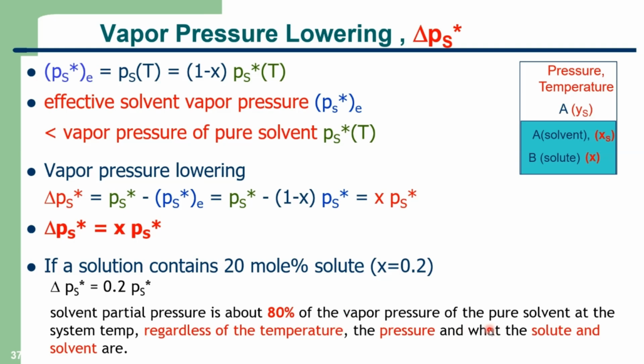So the vapor pressure lowering at a constant temperature is regardless of the temperature, the pressure, and what the solute and the solvent are. This equation very clearly tells us that it doesn't matter what the temperature or pressure is, or what the solute is. It only depends on the concentration, the mole fraction of the solute. It can be sugar, it can be whatever can dissolve in the solvent.